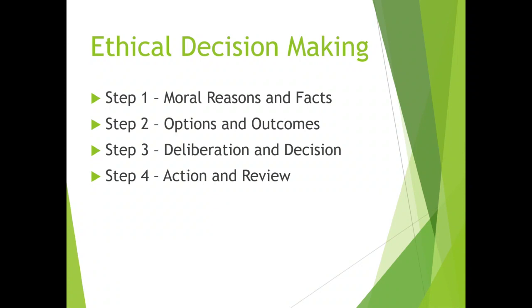Okay. Step 2, you're going to reflect and interpret. This is the options and the outcomes. You're kind of weighing the options and the outcomes. Step 3, you're going to deliberate and decide. You're going to decide the right thing to do at the end of step 3. And step 4, you're going to take action and review. You're going to implement it, evaluate, and reassess. Okay.